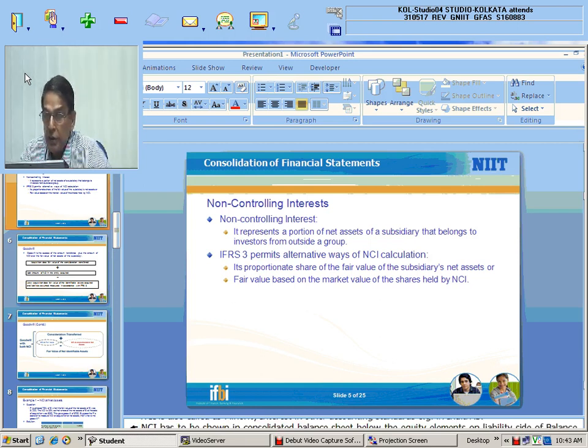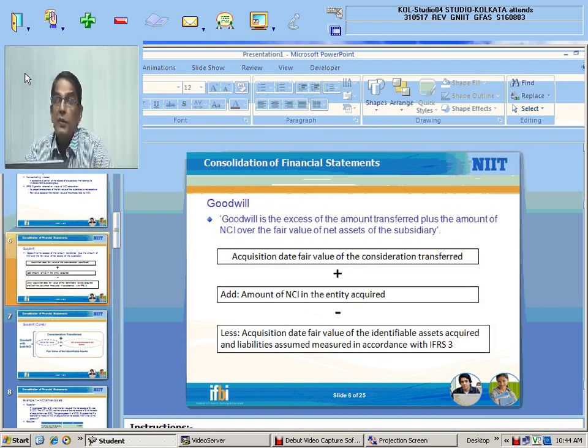So now let's see the two methods of calculating NCI. We'll look at examples illustrating the two methods of calculating NCI, but before that we'll talk also of the other important element, that is goodwill. Goodwill is the excess of the amount transferred plus the amount of NCI over the fair value of the net assets of the subsidiary. Goodwill is nothing but the amount transferred, the purchase consideration, plus the amount of NCI over the fair value of the net assets of the subsidiary which has been acquired, on the acquisition date.